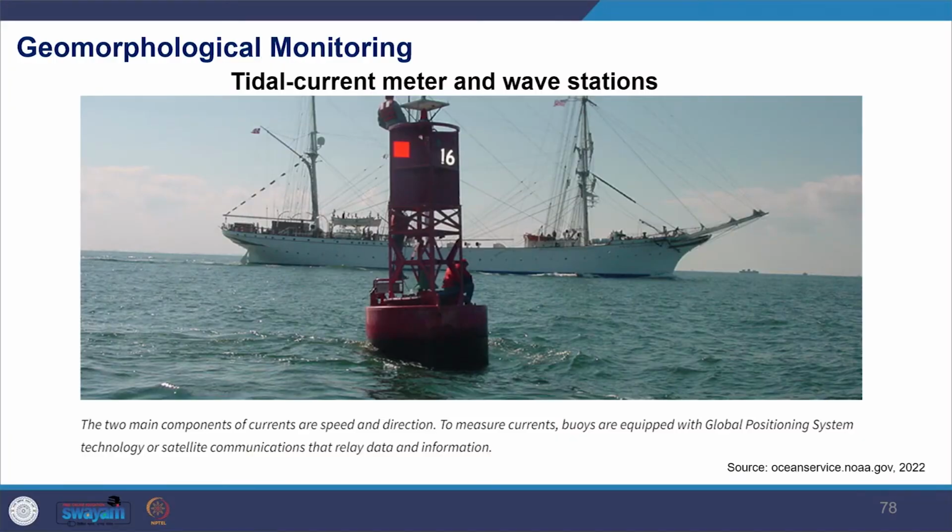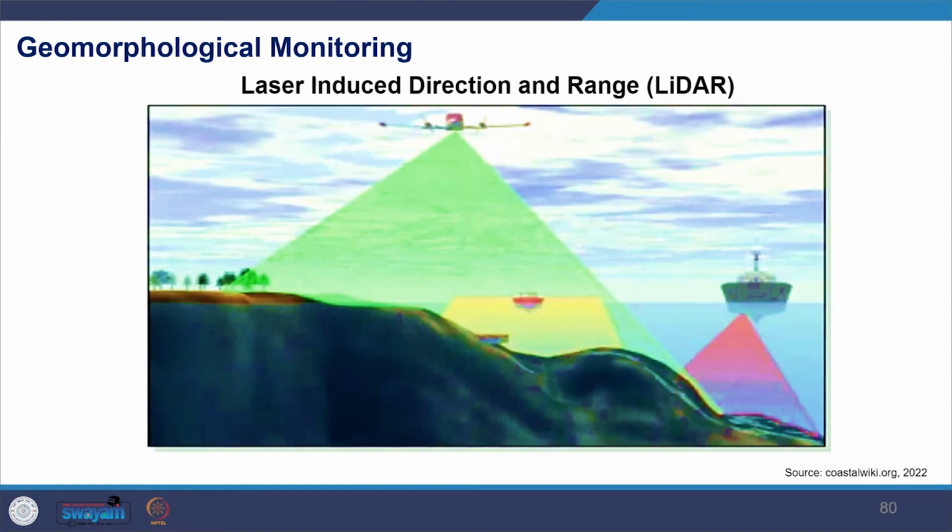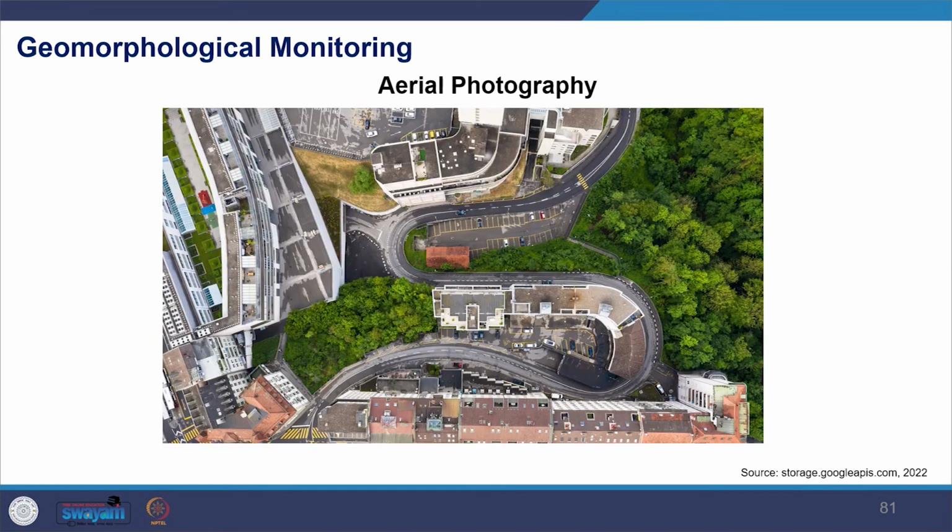So in this image you can see a tidal current meter and wave station. I'm also giving you the link. Then you can also see how sediment sampling can be done. These are the manuals and guidelines which are available. I'm not going to get into the details of it, but the links to these guidelines I have provided to you. Then this is the snip I am showing of the laser-induced detection and ranging, LiDAR, and how it measures distances. Then how you can use aerial photography.